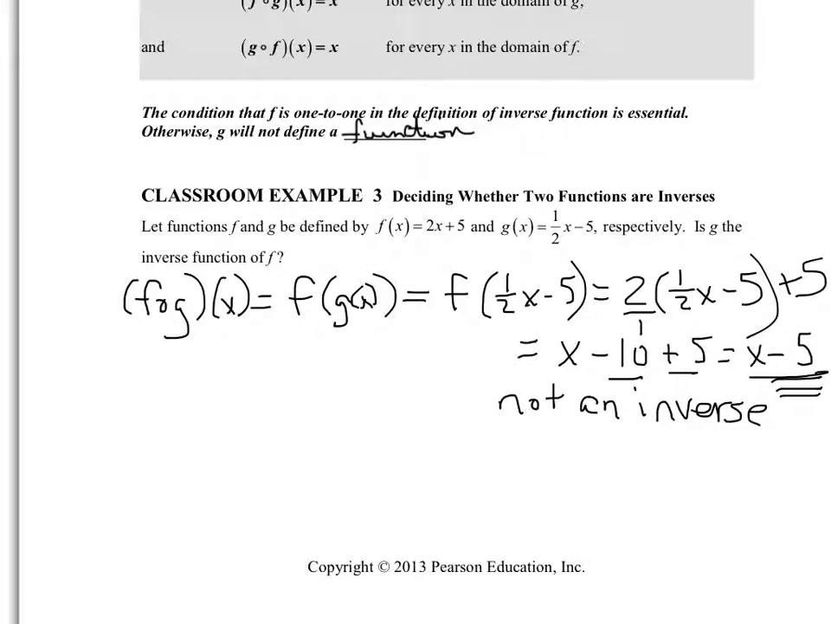Now, if this had a plus 10 at the end instead of a plus 5, when I cleaned this up, it would have equaled just x, and then I would have had to test the other way. As long as both of them simplify to give me x, then it's an inverse.